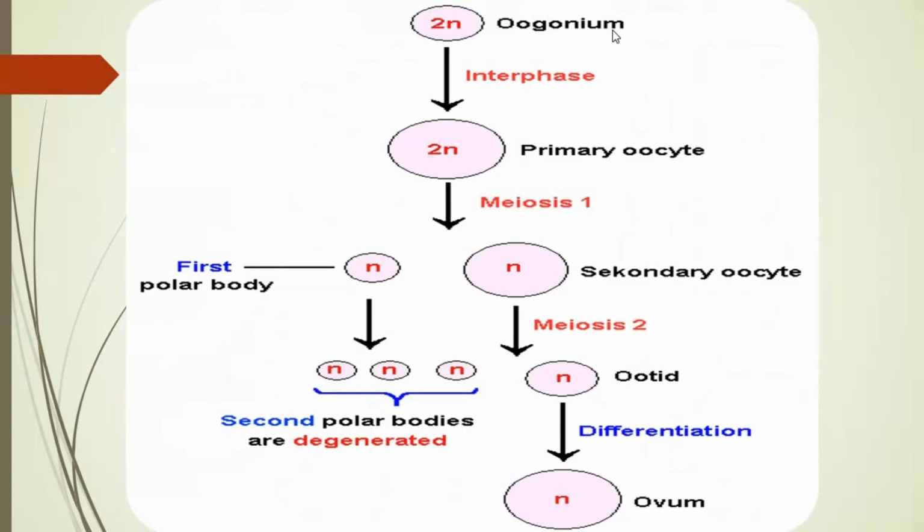Okay, same diagram referring to what we've been talking about. Oogonia enters the primary follicle through mitosis. Primary oocyte. The primary oocyte enters meiosis 1, develops into a secondary oocyte. Secondary oocyte enters meiosis 2 and provides an oocyte. An oocyte is an immature ovum. It differentiates and develops an ovum, which is mature oocyte. Always remember that at the end of oogenesis, 3 cell bodies are produced.